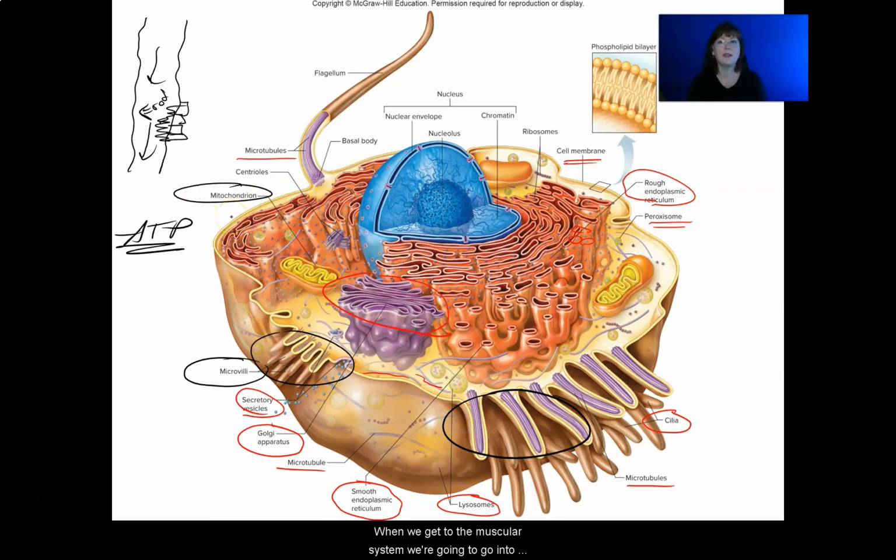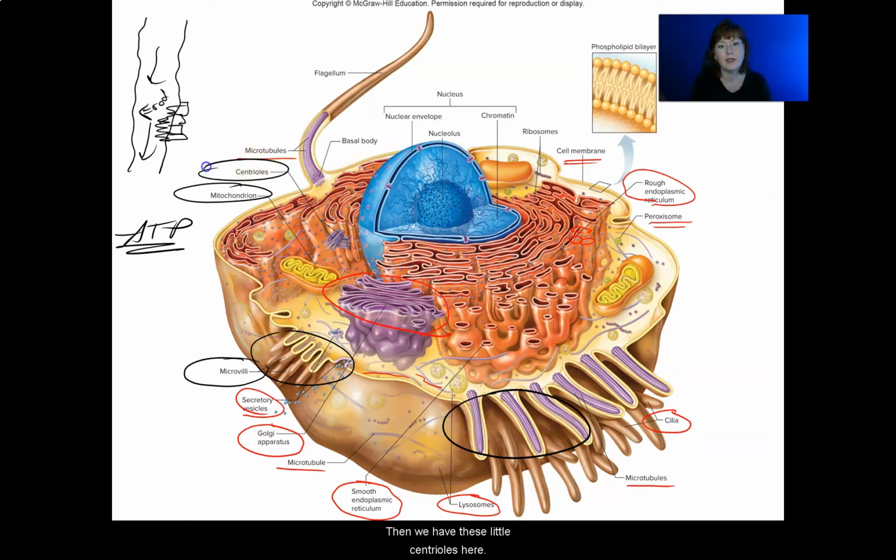When we get to the muscular system, we're going to go into the mitochondria and talk about all the specific processes about how they produce lots of ATP. And I save that for the muscular system, partly because you've got a lot of stuff being thrown at you right now, and partly because your muscles utilize a huge amount of ATP in the body, so it makes sense to talk about ATP production there.